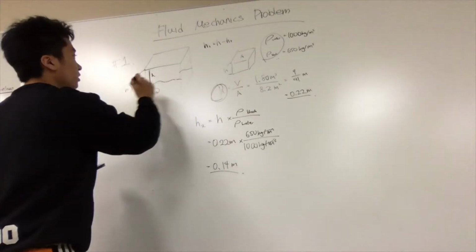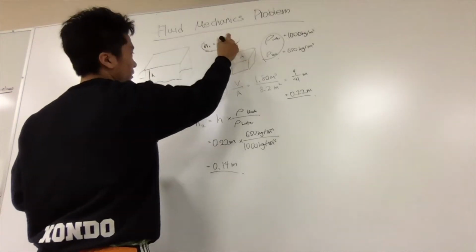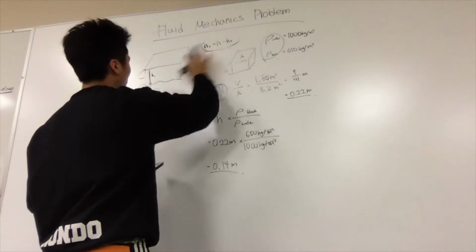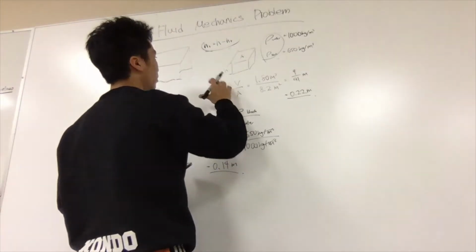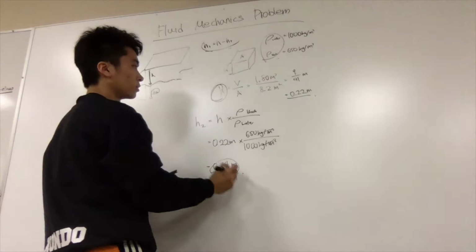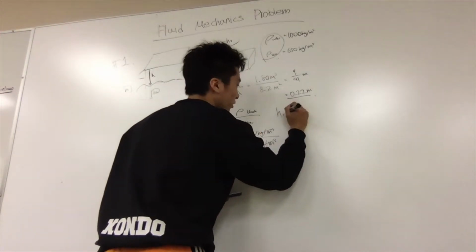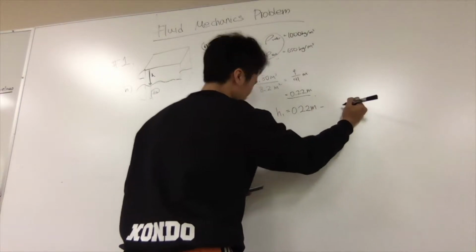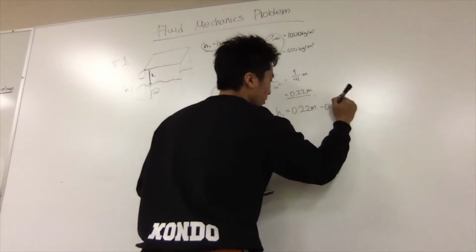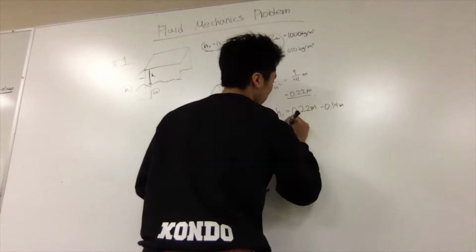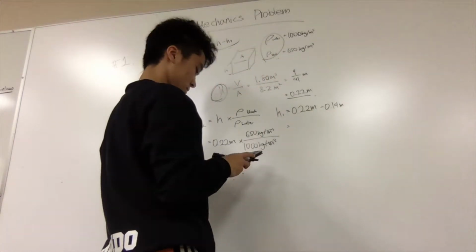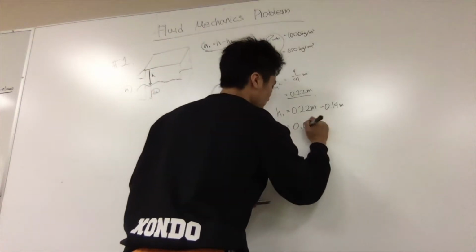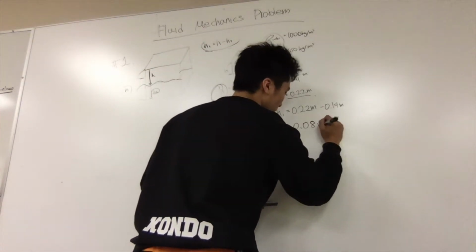Since we know these two, we could go back to the original equation we made and calculate height 1. So height 1 will be the whole height subtracted by the height that is submerged, this number. So height 1 will be 0.22 meters subtracted by 0.14 meters. And that would be 0.08 meters.